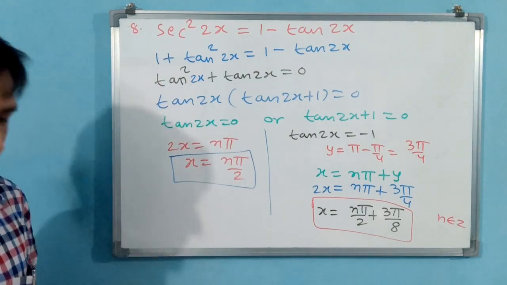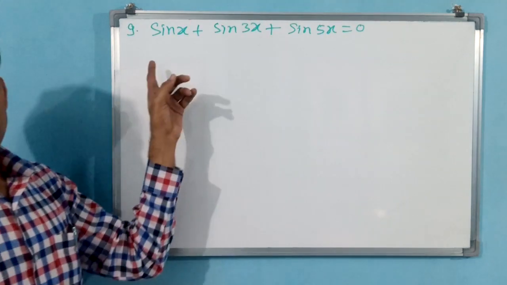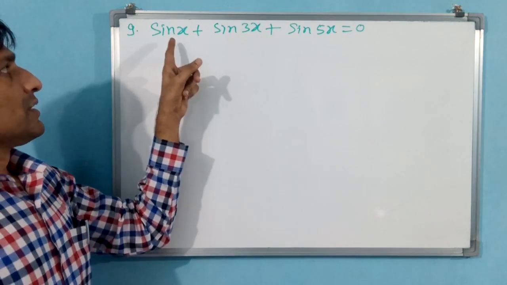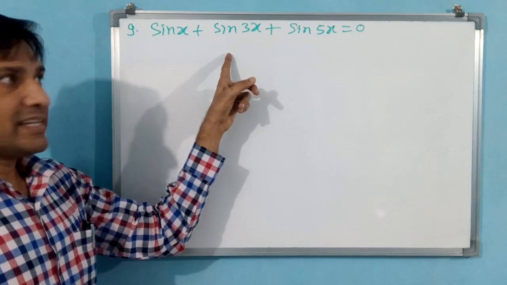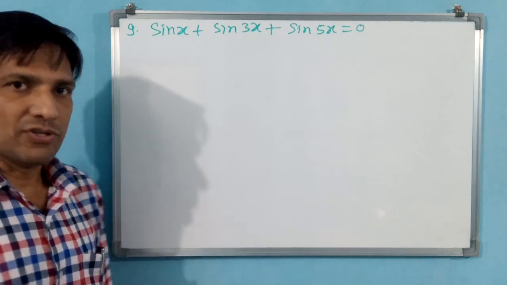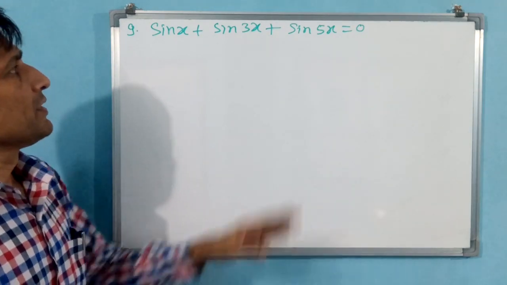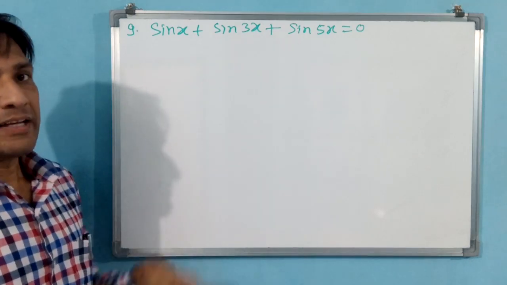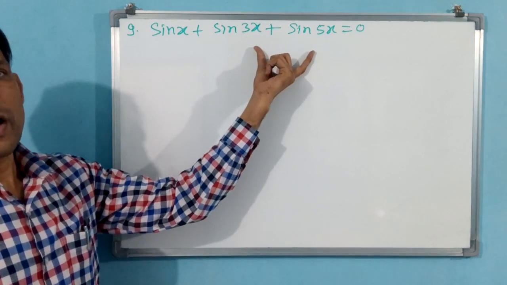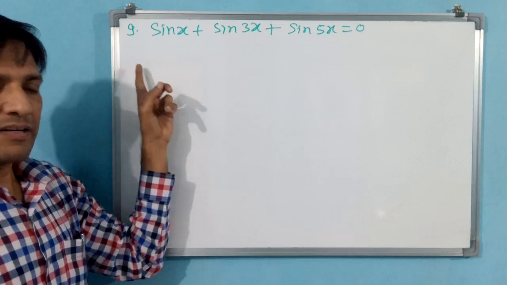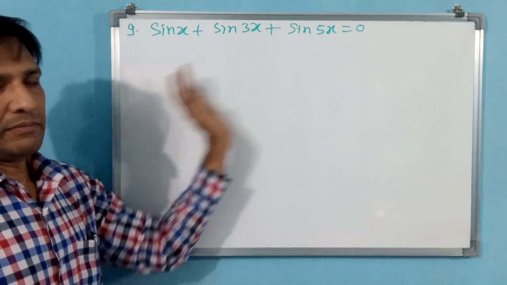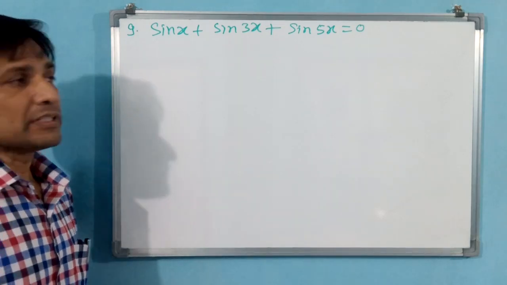Let us go for the 9th question. See question number 9: sin x plus sin 3x plus sin 5x is equal to 0. You see, which ones you have to add, which two you have to take and make into a multiplication, and another one should become common. Like that you have to proceed.